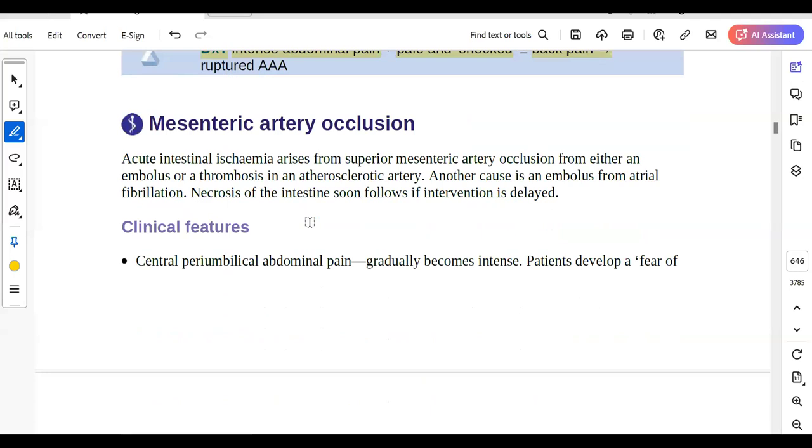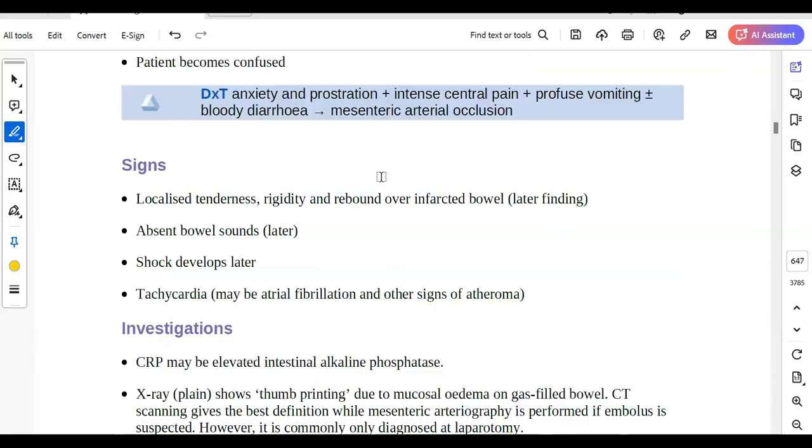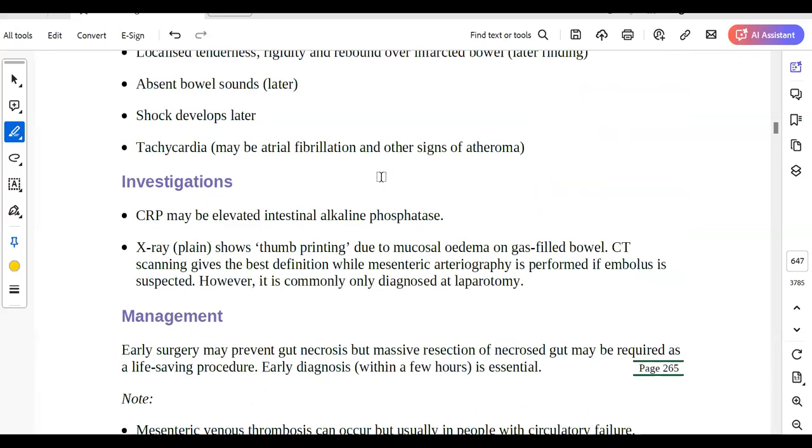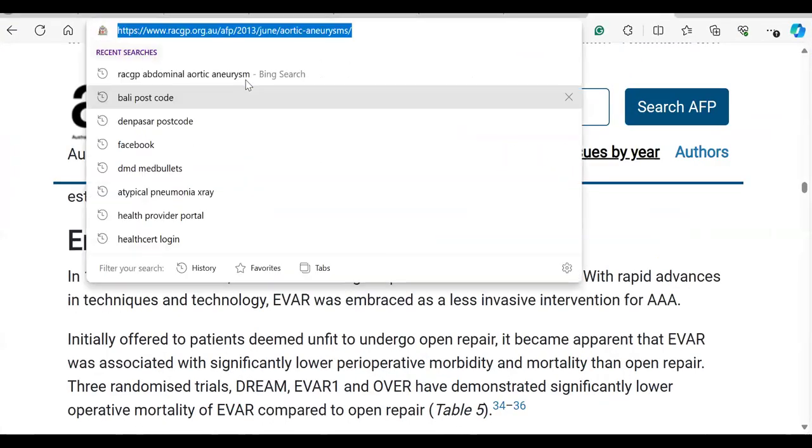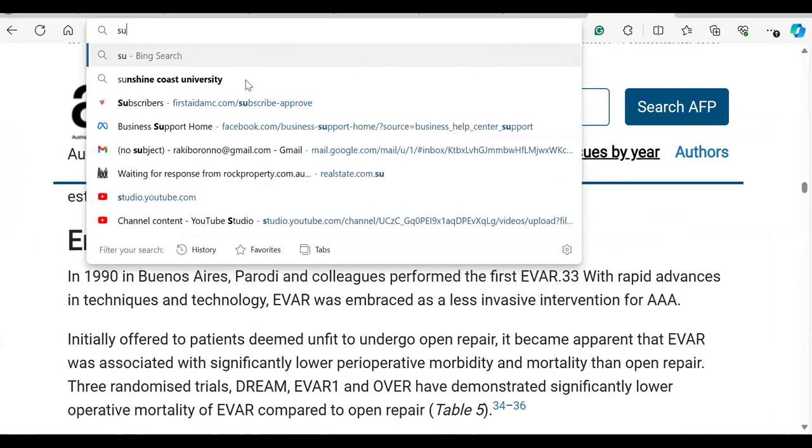Moving on to another condition of elderly patient, which is mesenteric artery occlusion. So there is a condition called acute mesenteric ischemia. Acute mesenteric ischemia means that the superior mesenteric artery, which supplies the gut, let's see if they have got a picture. No. So the superior mesenteric artery, let's show you a picture.